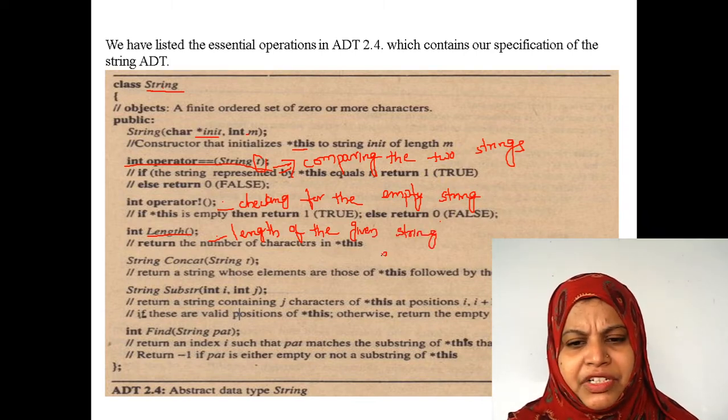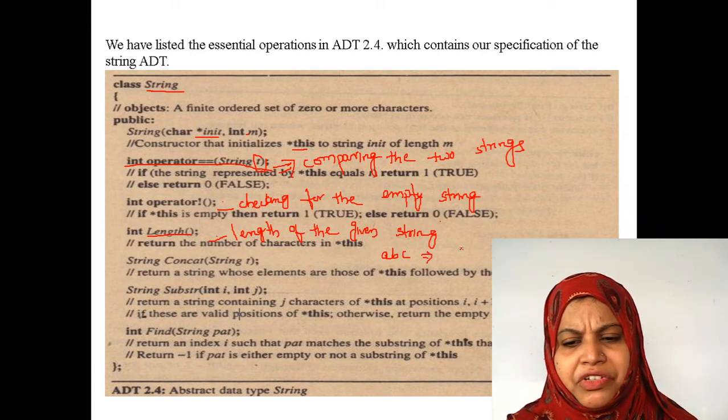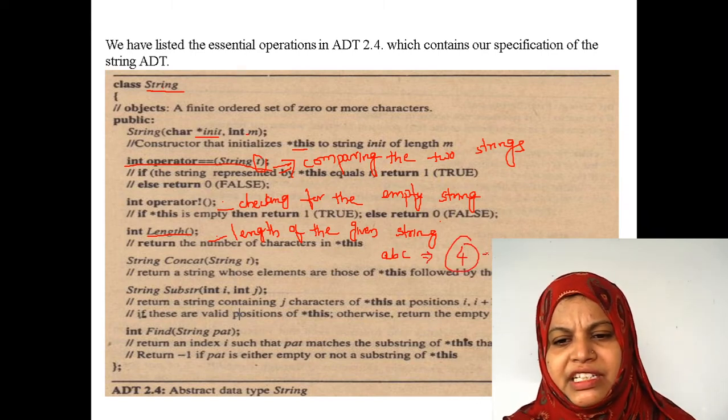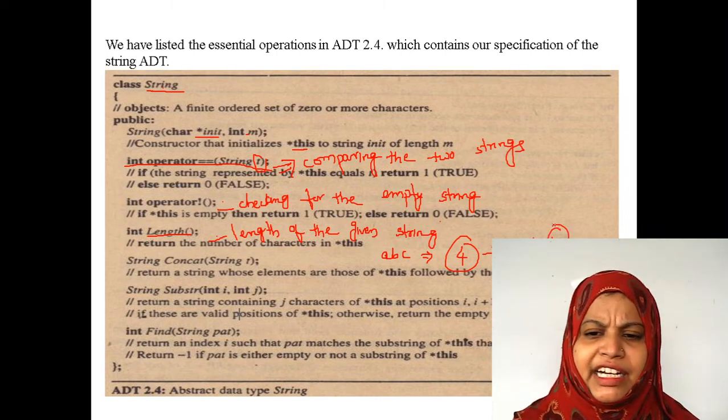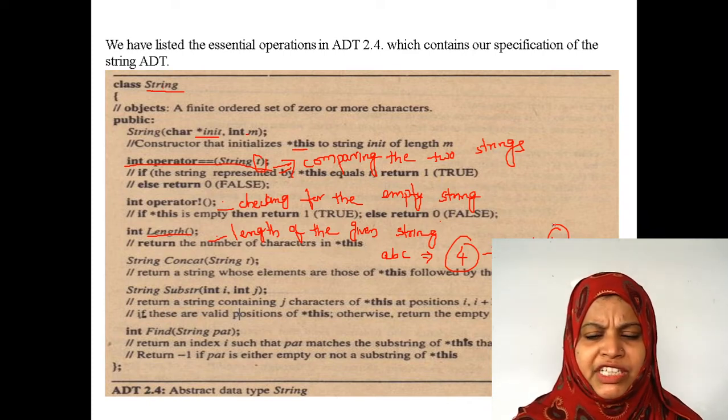For example, my string is ABC. What is the length of the string? The length of the string is 4. How is this 4? ABC is 3 characters plus 1. That is the reason for 4. The null character is there. We have to add the null character to that particular string. So 3 plus 1 equals 4.